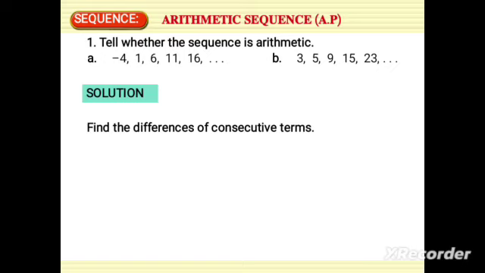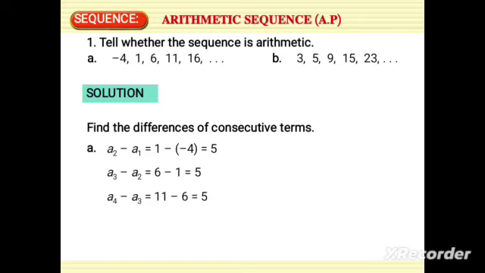So in part A we have the terms -4, 1, 6, 11 and 16. And if you find the difference, of course, we are going to take 1 minus -4, and the difference there is 5. And another one, we have 6 and 1, so we need to find the difference. It is 6 minus 1, that is 5. Then the other part is 11 minus 6, you get 5 again. And lastly, 16 minus 11, you get 5 too.